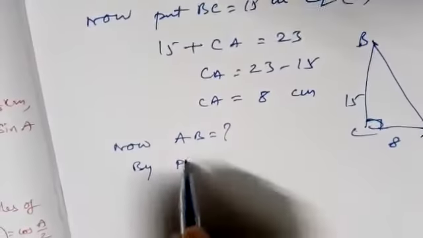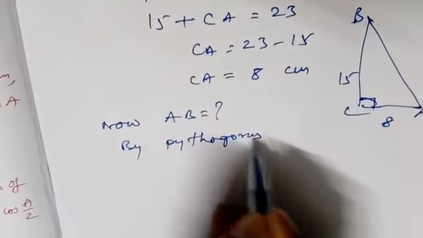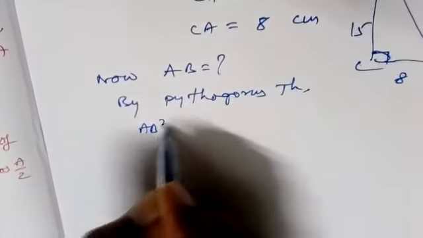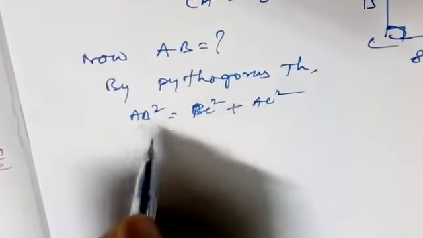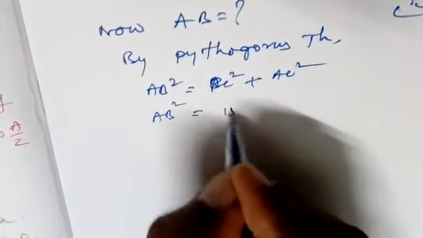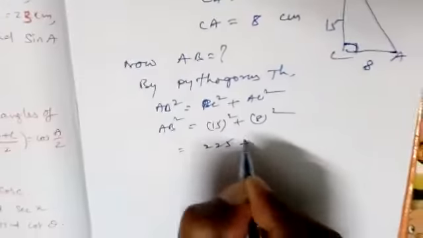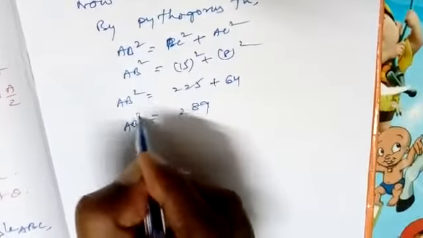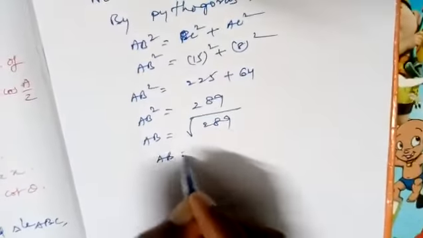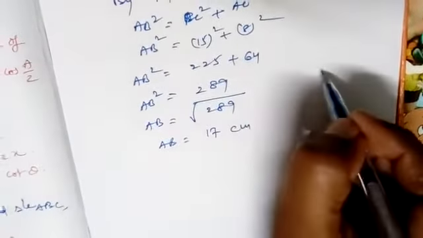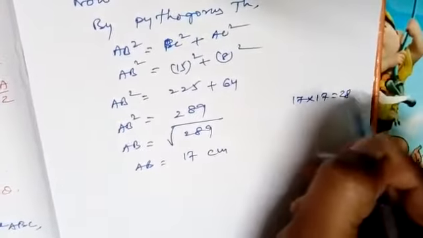So by Pythagoras theorem, AB square is equal to BC square plus AC square. So AB square is equal to 15 square plus 8 square. 15 square means 225 and 8 square means 64. We'll get 289. AB square is equal to 289, so AB is equal to square root of 289. So AB is equal to 17 centimeters, because 17 into 17 is equal to 289.